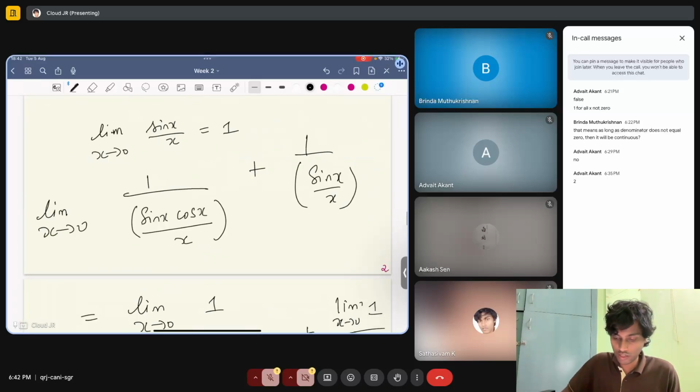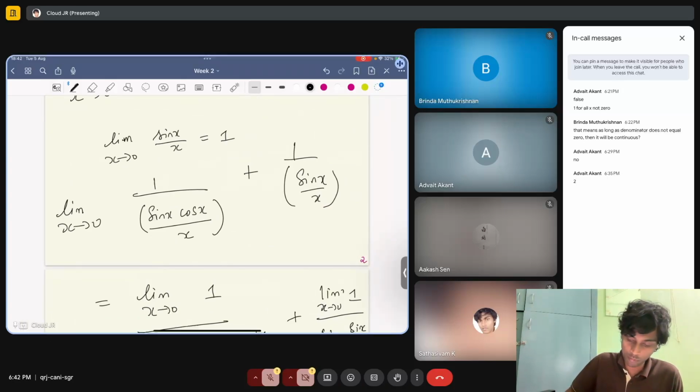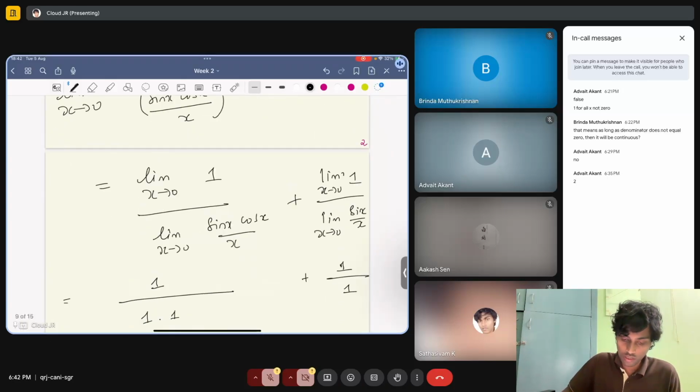So what we are actually doing is we try to use this algebra of limits. More or less that is what we will do most of the time. Okay.